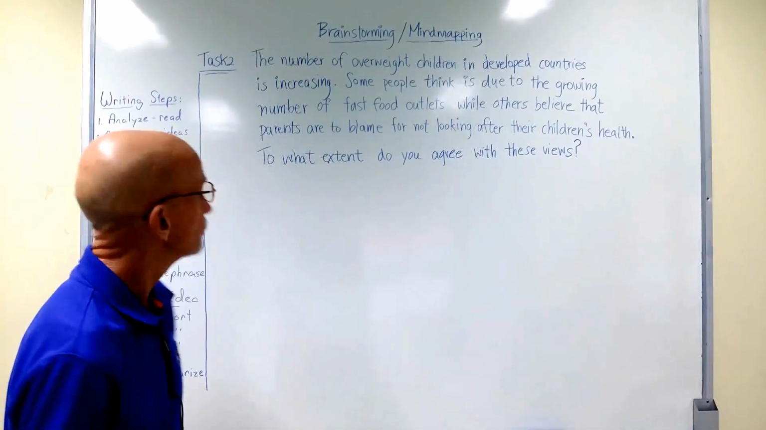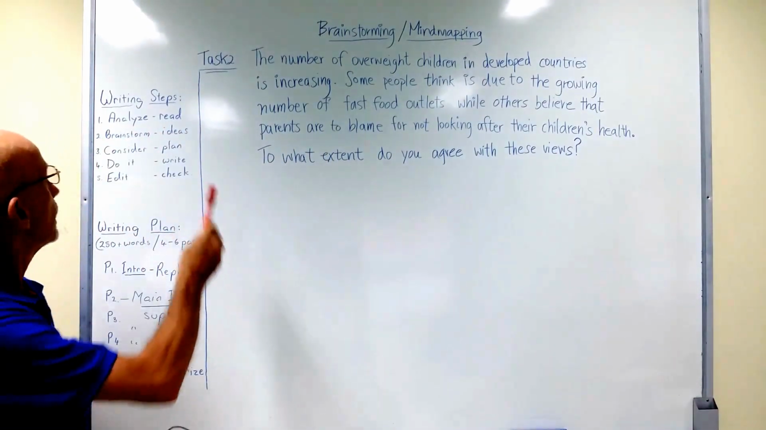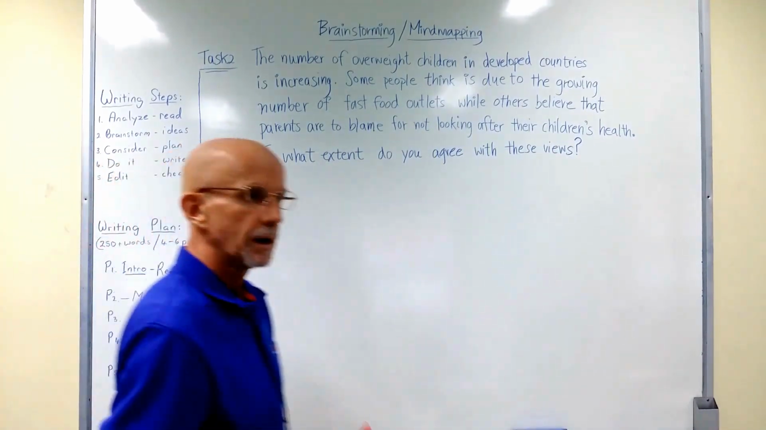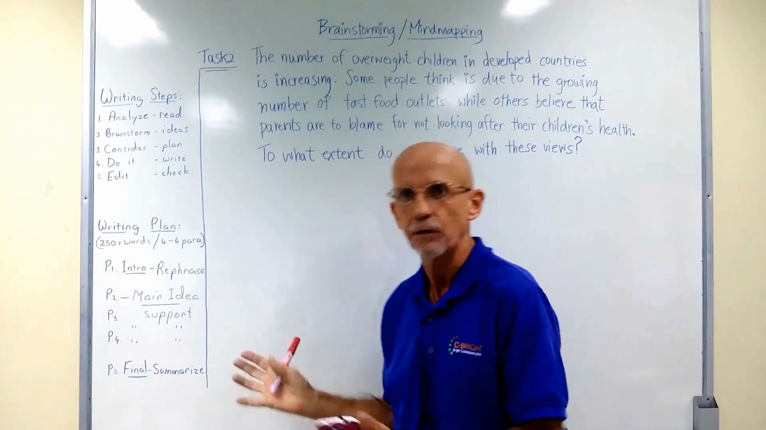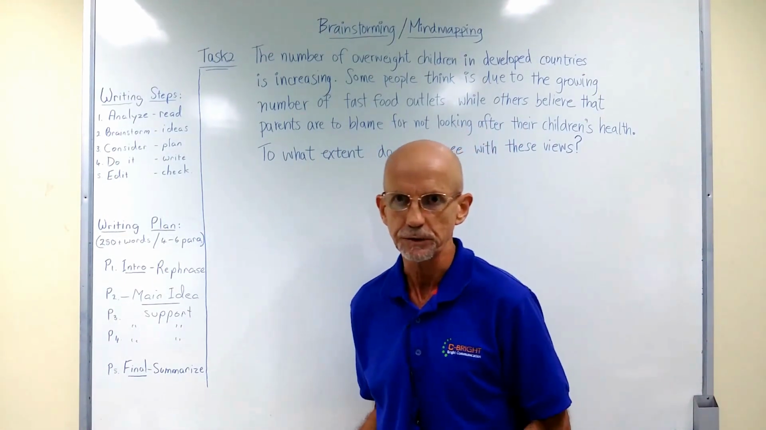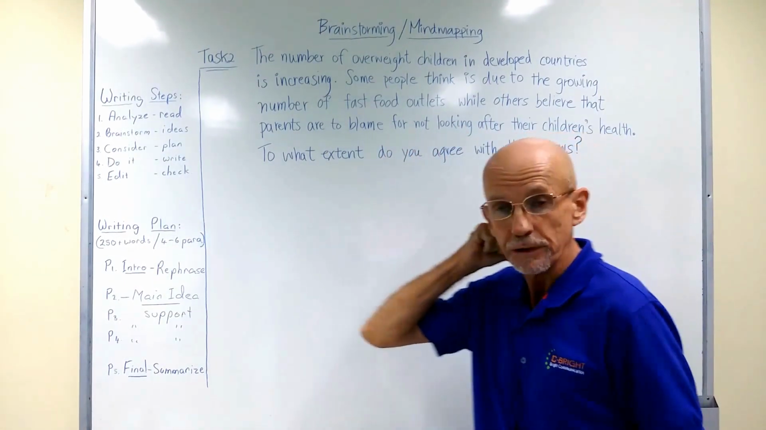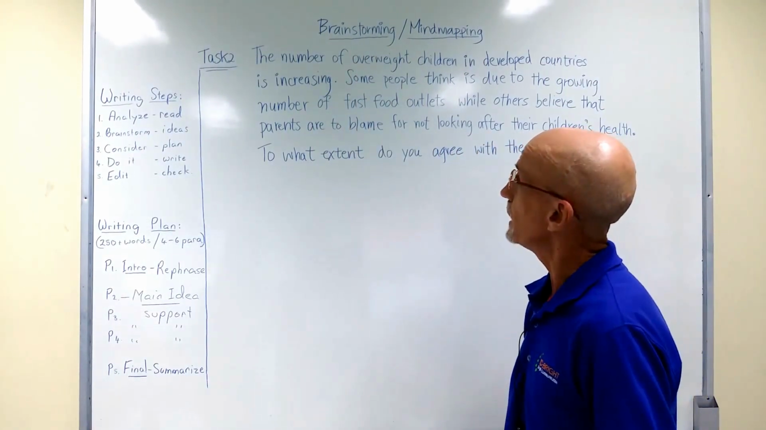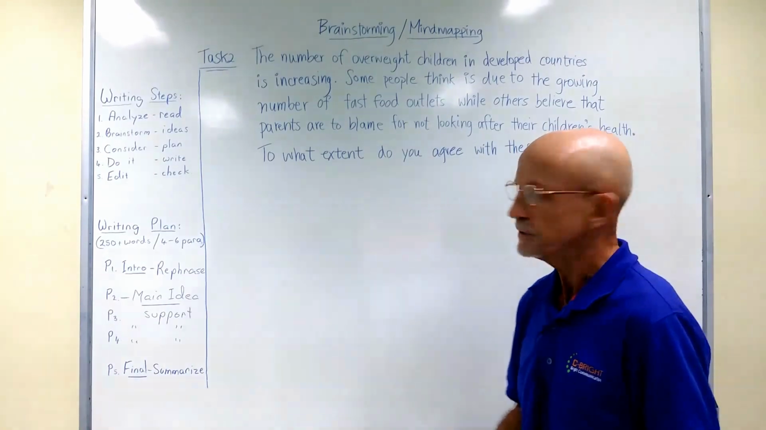Now in the previous class we talked about the importance of following some writing steps and a writing plan so as to make sure that our writing is organised and well structured. Now we're going to have a look at an actual task 2. This is from an IELTS task 2. You can see up the top.